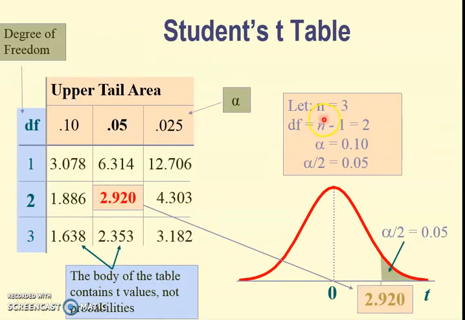For example, n equals 3, so the degrees of freedom will be 3 minus 1, which is 2. Suppose alpha is 0.10, so the upper tail area, half of it, alpha over 2, is going to be 0.05. So how do we find the critical value from this? We need to look into the t table. We are referring to the upper tail area, which is alpha over 2. Since alpha is 0.10, we are referring to 0.05, and the degrees of freedom is n minus 1, so 3 minus 1, we are referring to 2. So here the critical value from the t table is 2.92.